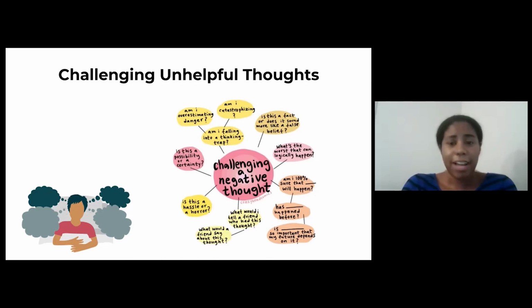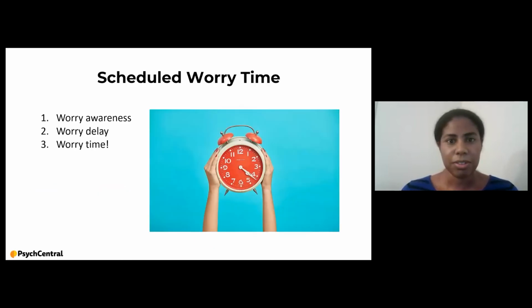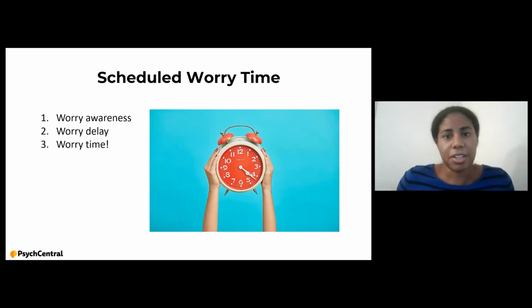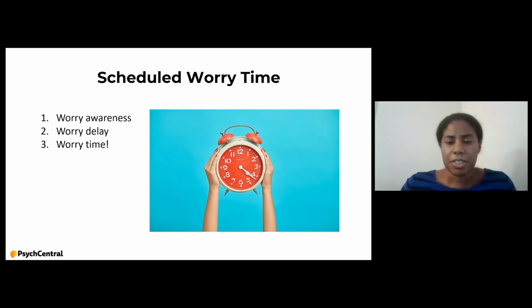But the caveat to this is that it's not always so easy to challenge these automatic negative thoughts that we have. Not everybody finds that helpful. And so I will talk about some other things too, some more mindfulness-based types of things. So one of the things that can be helpful is scheduled worry time. And you may have heard of this before, and Psych Central has some good information on this.